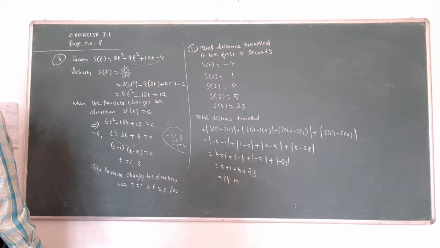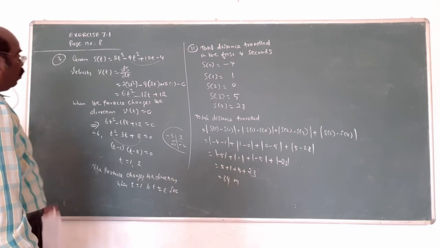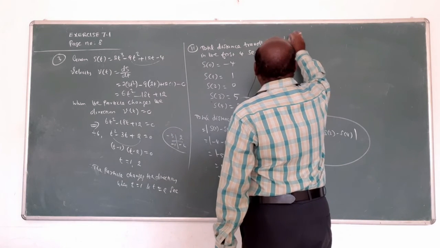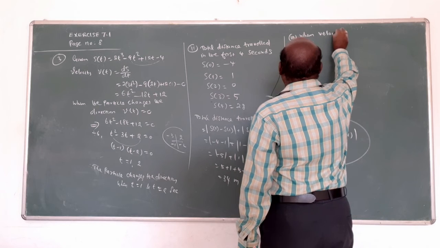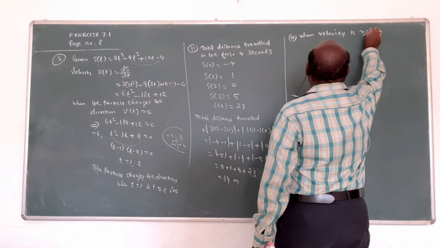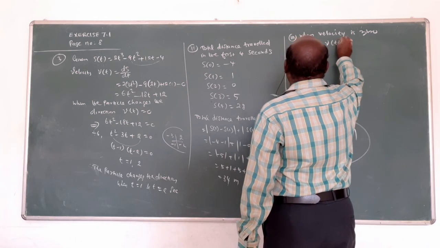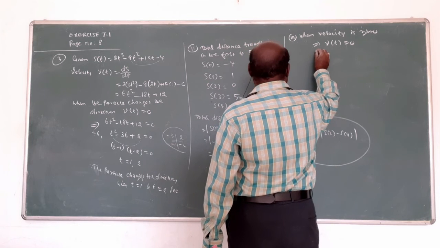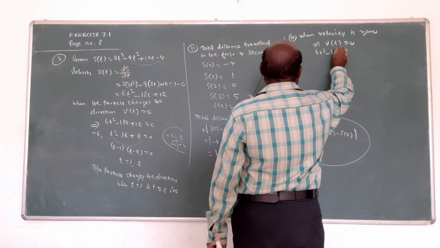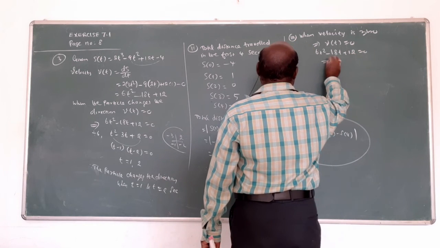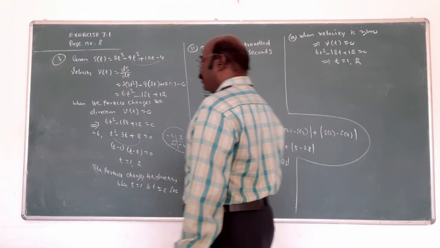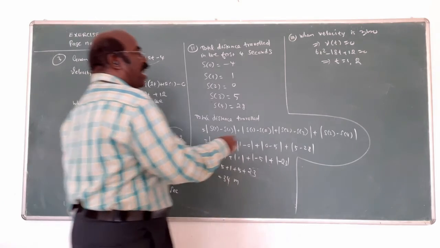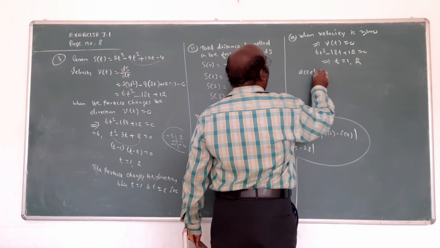Third solution: find the particle's acceleration each time the velocity is 0. What is asking? When velocity is 0, that means V of t equal to 0. V of t, we already found it. V of t is 6t square minus 18t plus 12 equal to 0, which implies t equal to 1, 2, already found out. So when velocity is 0, what is asked is the acceleration.